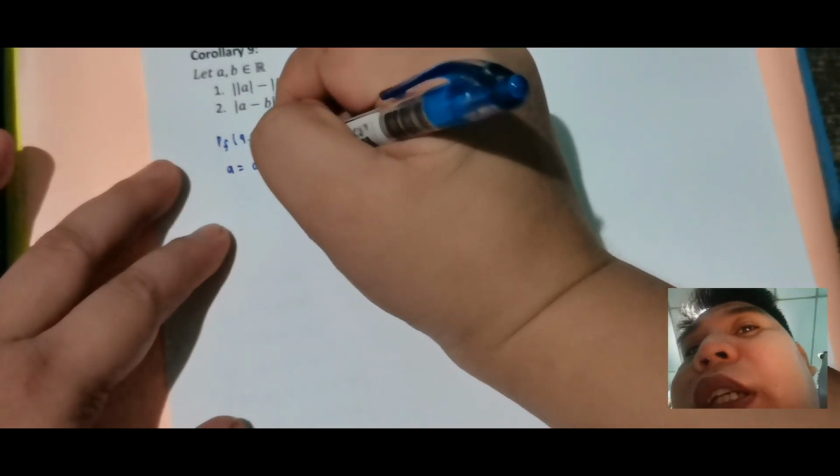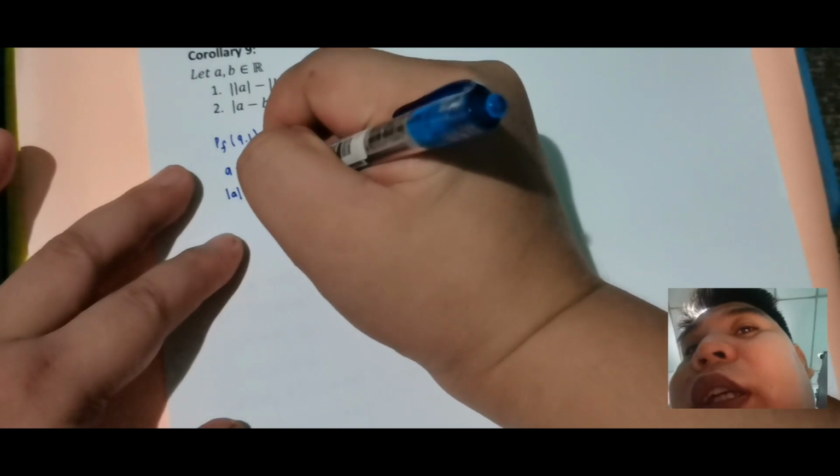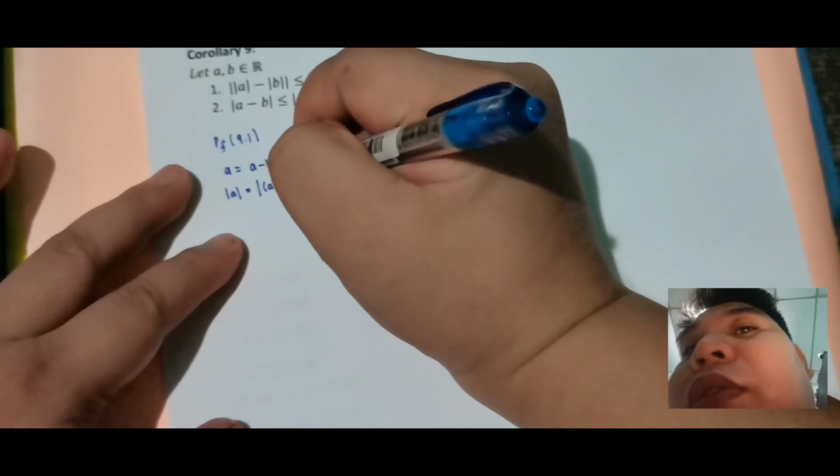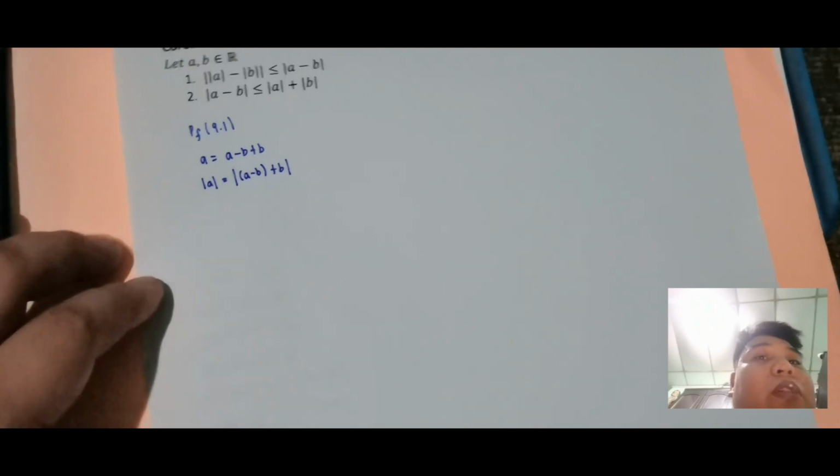Okay, so we start with 9.1. I have A, which is an element of the real numbers. So what I will do is write it as equal to A minus B plus B. Negative B plus B is 0, and A plus 0 is A, so nothing changes. So it is equal there. Then I take the absolute value of this, equal to the absolute value of, I group this part, plus B, also in absolute value. Meaning, I took the absolute value of both sides.